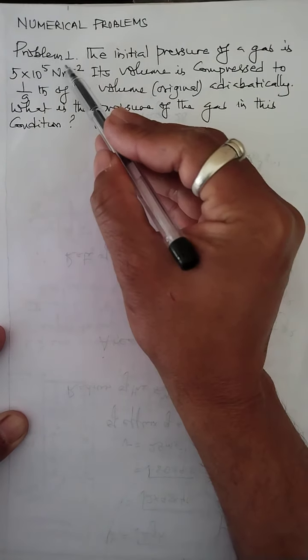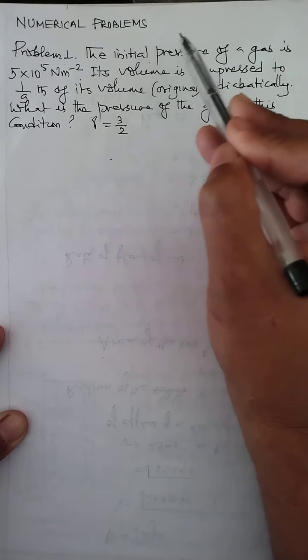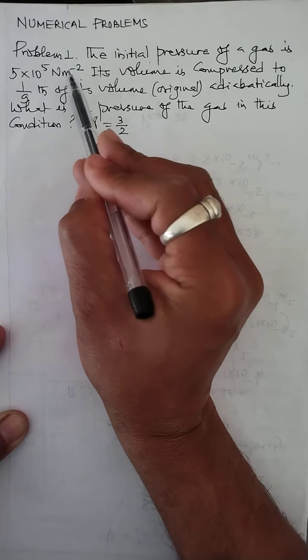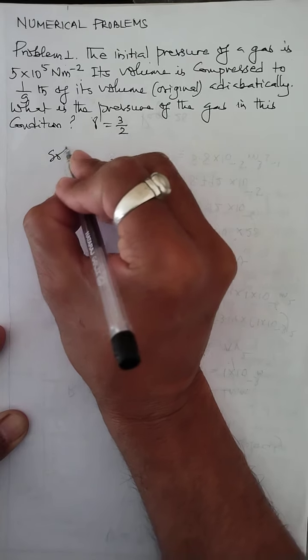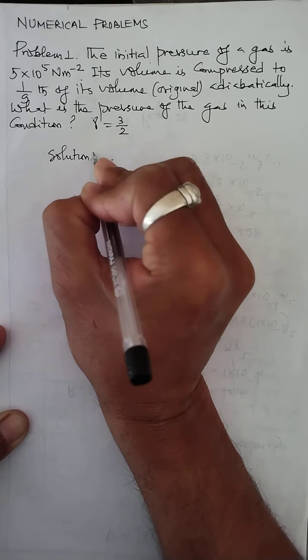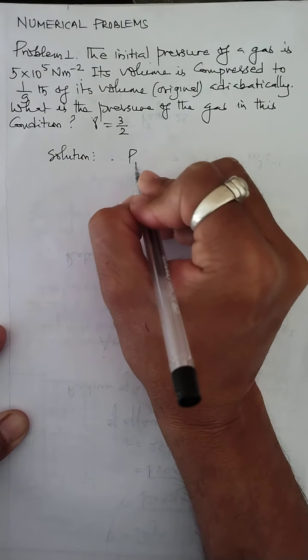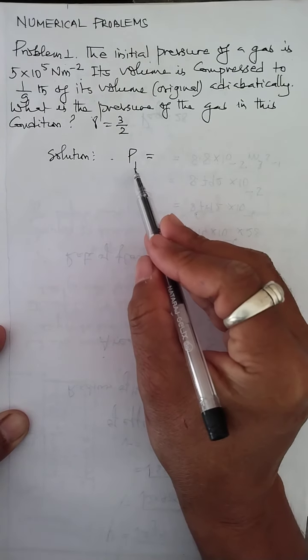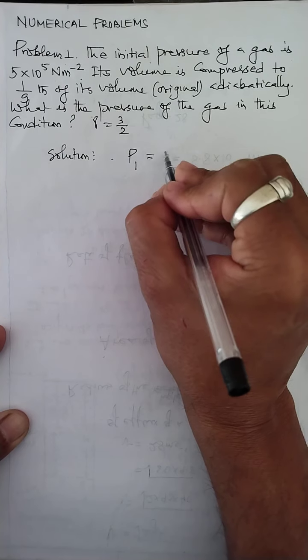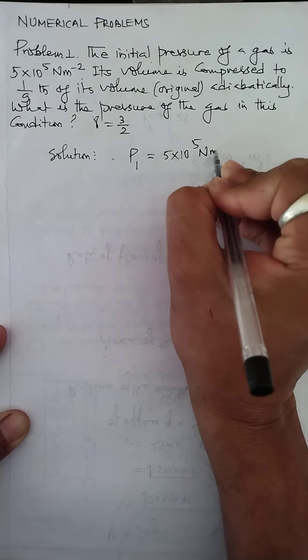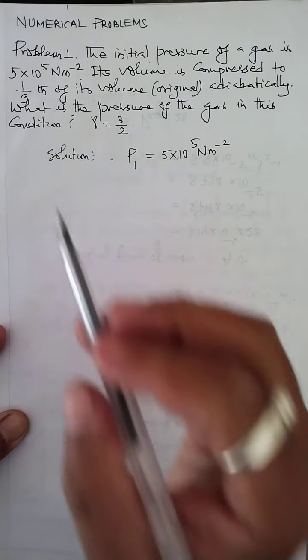Problem number 1 says that the initial pressure of a gas is 5 into 10 power 5 Newton per meter square. So let me start with the solution of this problem. There are two pressures, one is initial pressure, one is final pressure. Initial pressure is marked by letter P1. So how much is the initial pressure? 5 into 10 power 5 Newton per meter square.